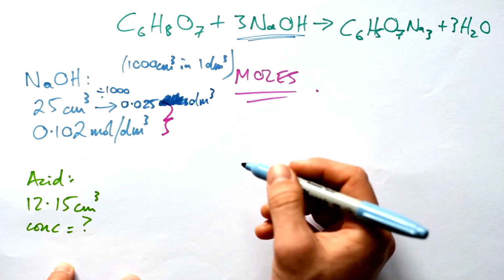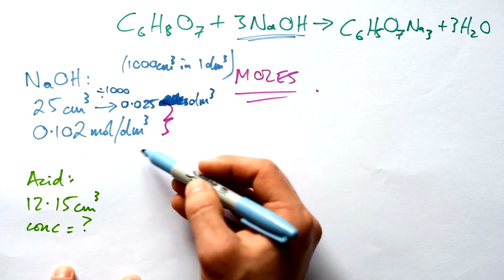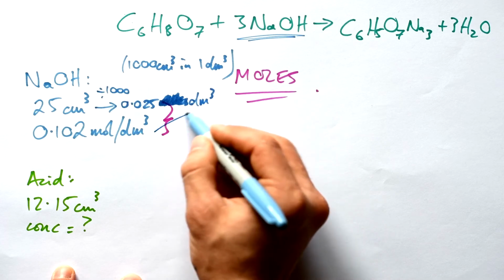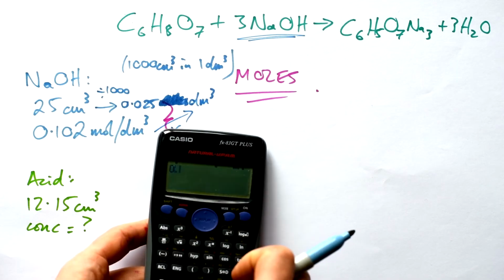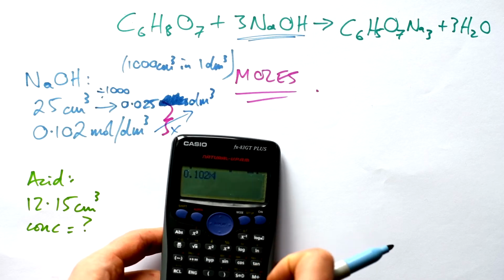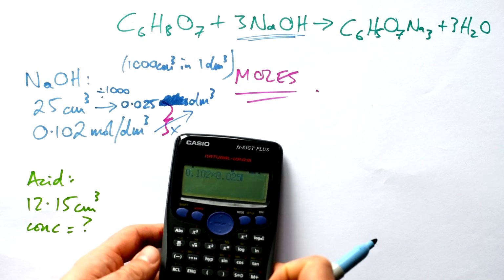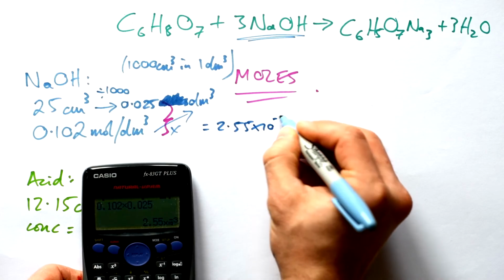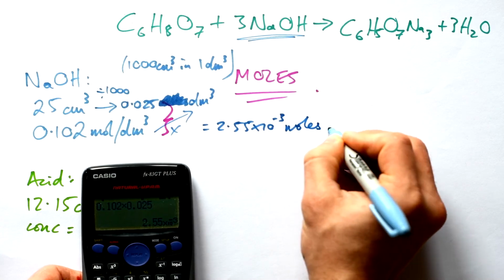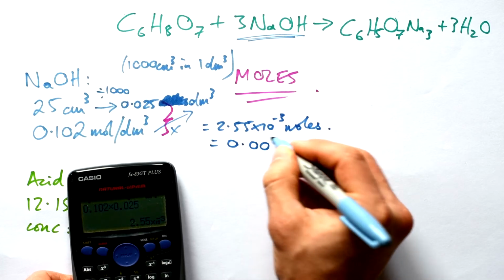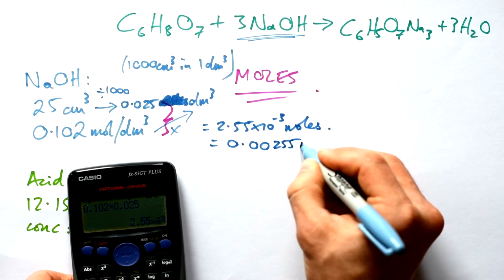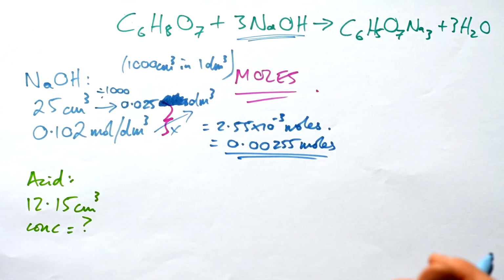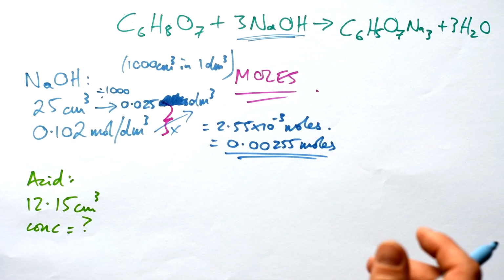But we want to know how many moles we have, so therefore we have decimeters cubed, we have moles per decimeter cubed. All we have to do is times these together. So 0.102 times 0.025, that gives us 2.55 times 10 to the minus 3 moles. I'll tell you what, let's just write that out as 0.00255 moles. Great, so we have the number of moles of sodium hydroxide that went into our reaction.